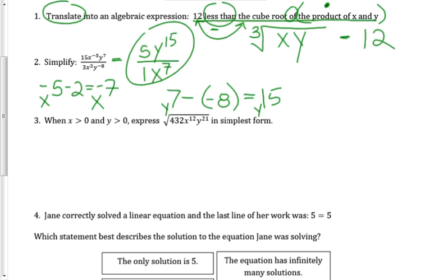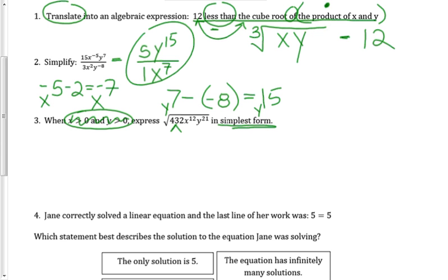So remember, when you divide variables, you subtract the exponents. When you multiply variables, you add the exponents. And when you have two exponents on the same variable, you multiply those two exponents. Number three, once again, this right here is extra information. We don't need it. It's not going to affect how we solve this. So it wants it in simplest form, so we need to use the factor tree.